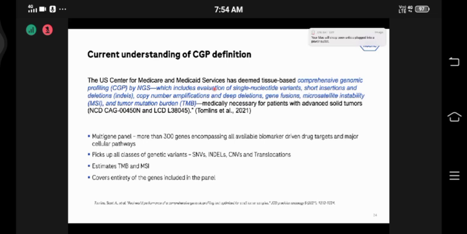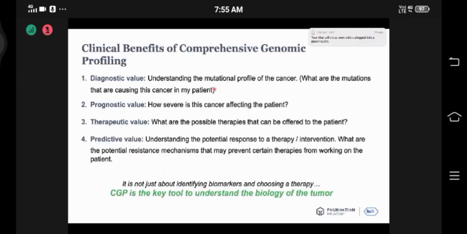And it covers the entirety of the gene. So again, the EGFR gene is a classic example. If we just cover exon 19 and 21 and leave out 20 and 18, a resistant mutation in exon 20 will just not be picked up, and we'll be treating the patient with a simple drug with little or no response. So entirety of the gene coverage is again very, very important for us when we are talking about CGP, or comprehensive genomic profiling.